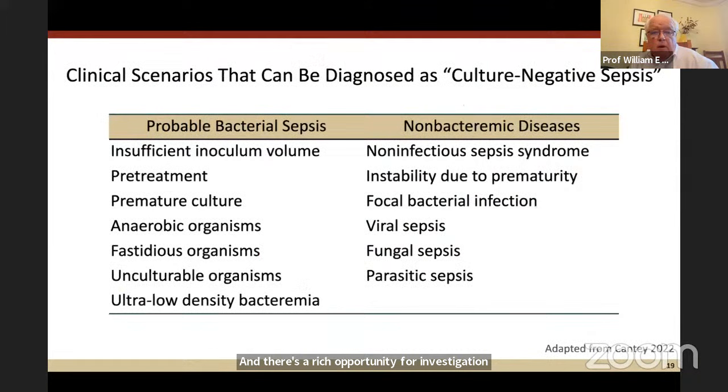So Dr. Canty, in his really wonderful commentary from just over a year ago, pointed out that these clinical scenarios can be diagnosed as culture-negative sepsis, so they can be divided into those who probably had bacterial sepsis and those with non-bacteremic diseases. So under probable bacterial sepsis with a negative culture, there may be insufficient inoculum volume, which we've talked about. Pre-treatment, probably not a real phenomenon. Premature culture, we talked about. And then there are some organisms which are difficult to culture, or there may be ultra-low density bacteremia. Now, we talked about the very low probability of existence of ultra-low density bacteremia in our neonatal population, so I don't think I'll say much more about that. And then there are a variety of non-bacteremic diseases that we'll look at in more detail momentarily.